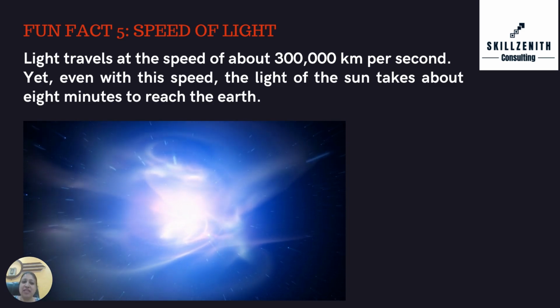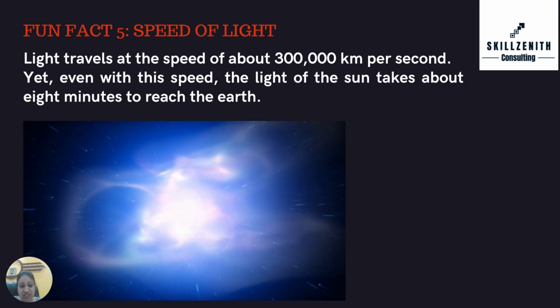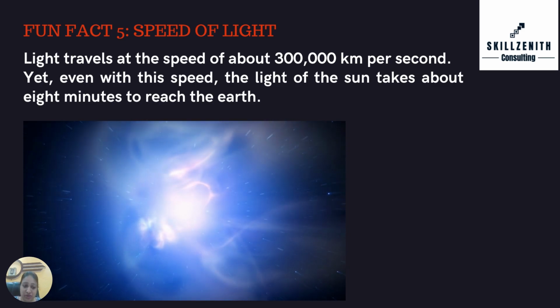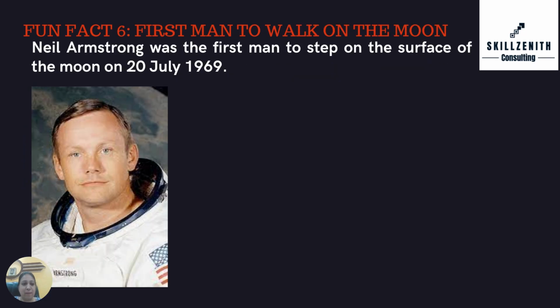Yet even with this speed, the light of the sun takes about 8 minutes to reach the Earth. Imagine, the light is so fast. Still, the distance is so much that for the sunlight to reach Earth, it takes 8 minutes.